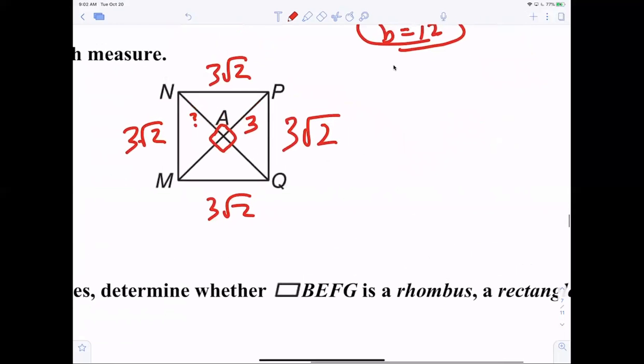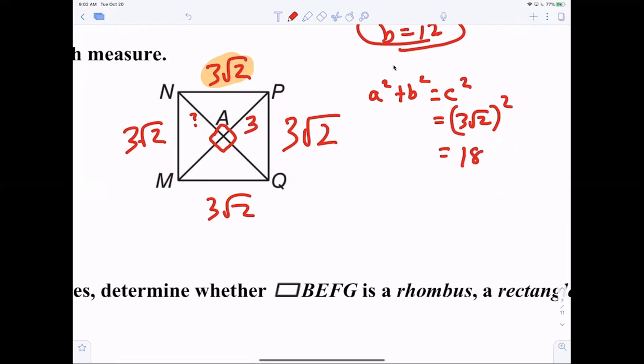All right. So now a squared plus b squared equals c squared. So this is where you've got to listen. A squared plus b squared equals c squared. What is c? 3 radical 2. So if I square that, everybody should be able to tell me that's obviously what? What is 3 radical 2 squared? Obviously 18, right?